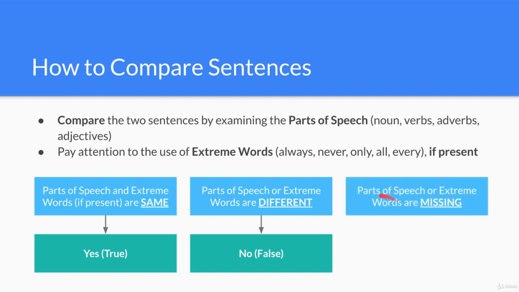Finally, if the parts of speech or the extreme words are missing, meaning we're simply not sure, the information is not given, or if you think that the answer to a certain question is maybe, well then it's going to be not given. Anytime you're not sure about the answer, it's going to be a not given.